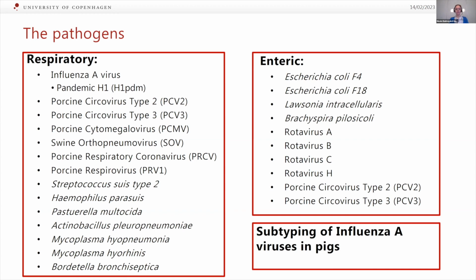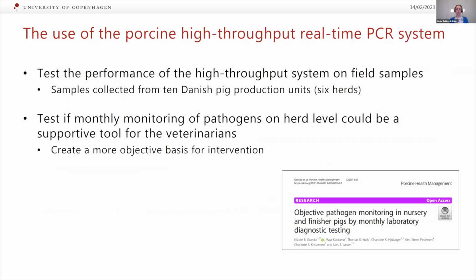After we designed and developed this porcine system, we wanted to test the performance of the system on field samples. Therefore, we conducted a study with 10 Danish production units. In this study, we also wanted to test if monthly monitoring of pathogens on herd level could be a supportive tool for the veterinarian. This monitoring of pathogens should be combined with observation of clinical signs.